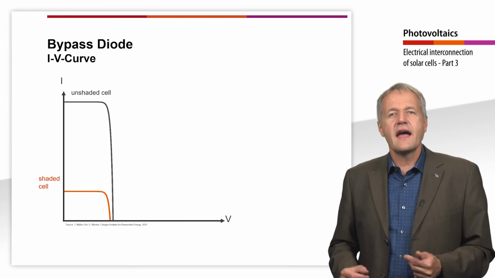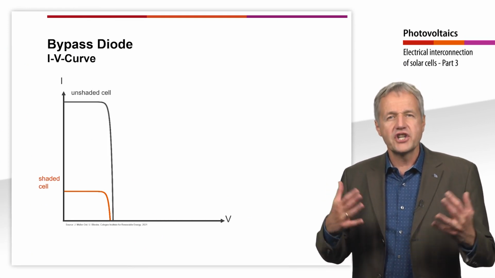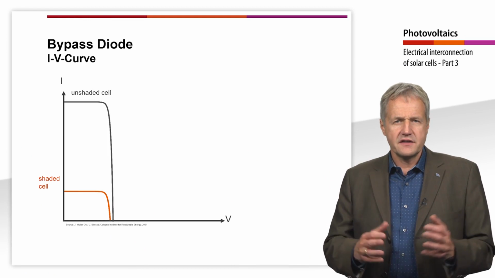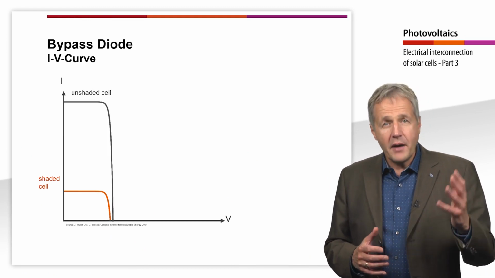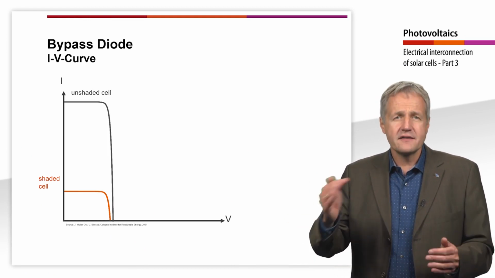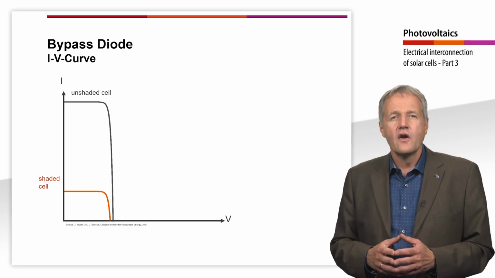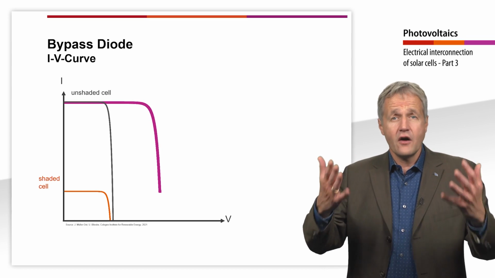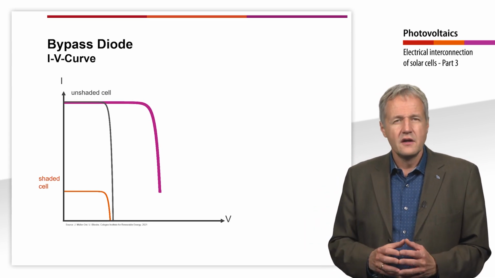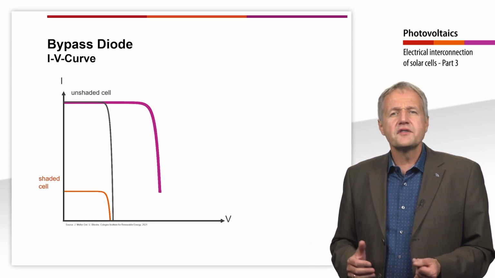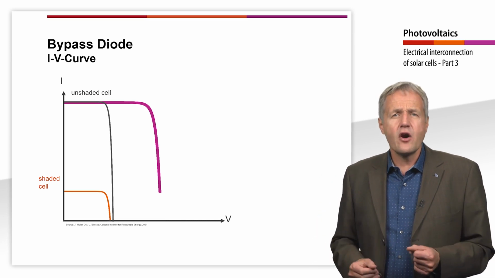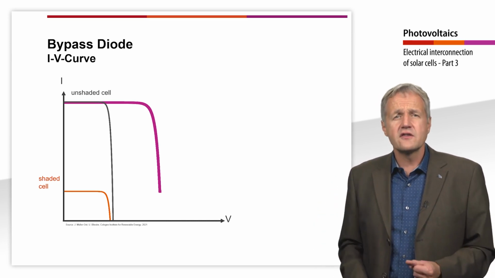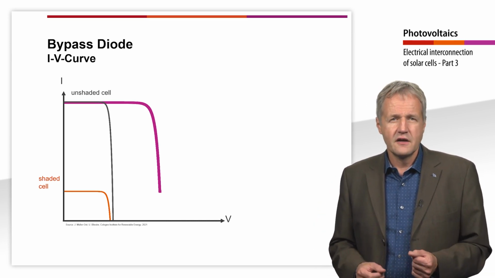Here you can see again the IV curve of a shaded and an unshaded cell. The bypass diode now bypasses the shaded solar cell when the current of the other two cells exceeds that of the shaded cell. So in this voltage range, the cell string operates as if the third cell did not exist.